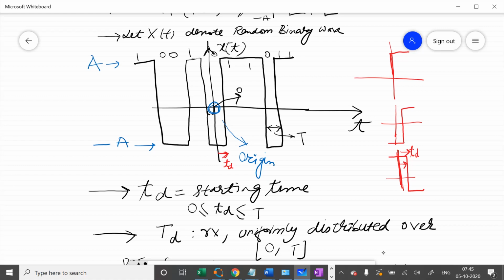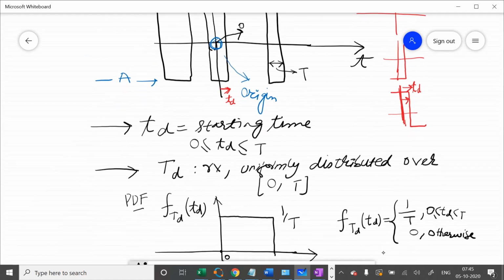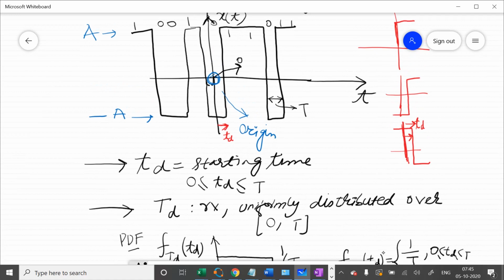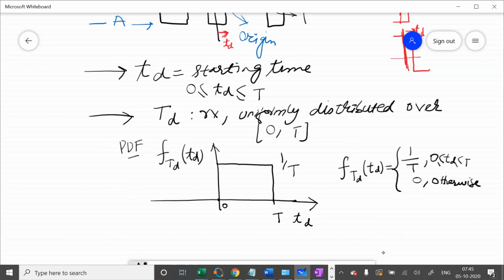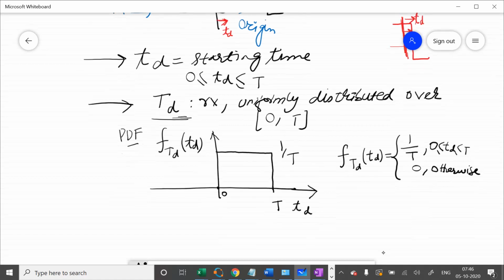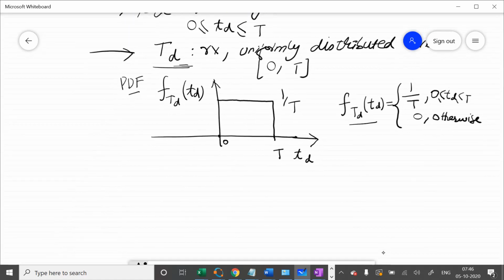Now even that is random. We assume that it can take any value between 0 and capital T, because capital T is the duration of the bit, the duration of this pulse. So this starting time we treat as a uniform random variable, taking values uniformly between 0 and T, that is, its probability density function is constant from 0 to capital T. Hence we can write its PDF as f of td, of td, is 1 by T.